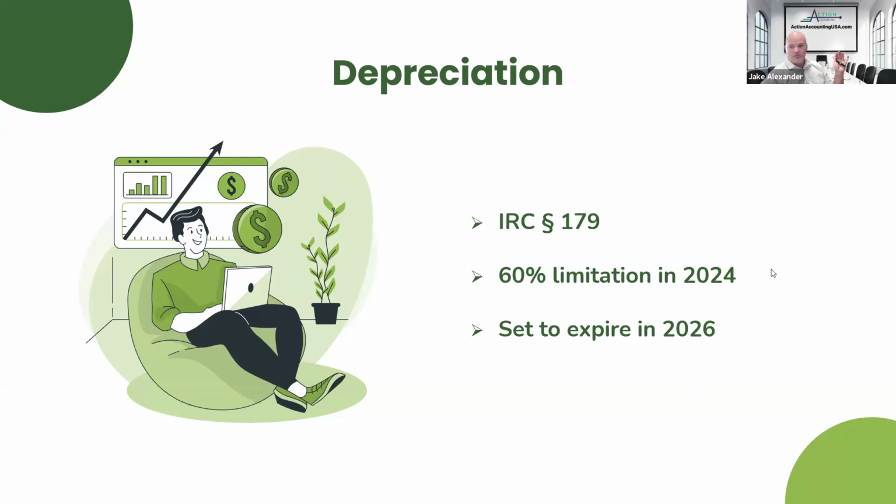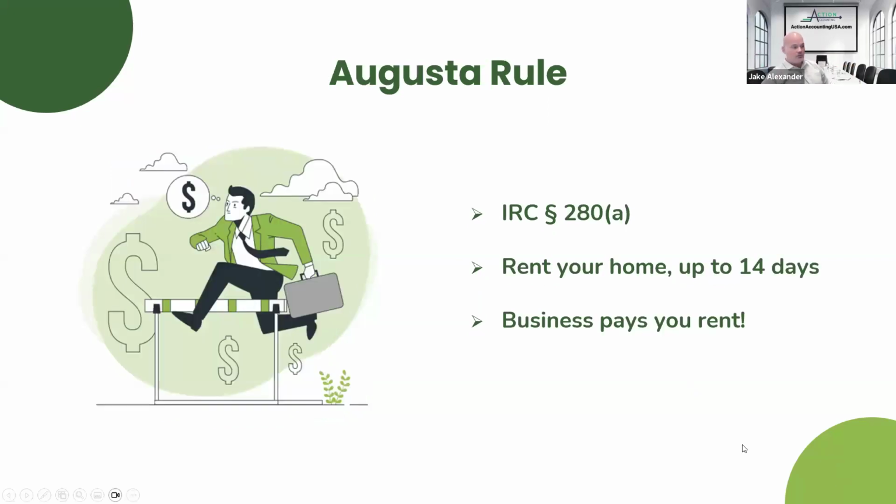Most popularly is the vehicles, but this also applies to things like desks, computers, electronics, any sort of assets you're purchasing for your business. We want to make sure you get the full deduction for those as fast as possible. And that really plays into our tax strategy.